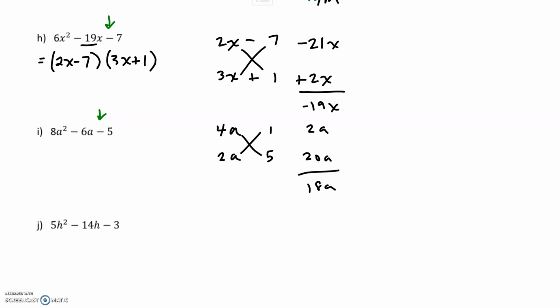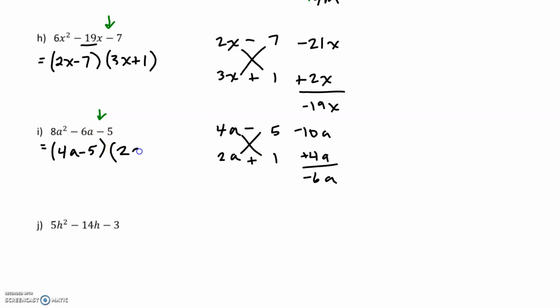Okay, so we've got to try swapping 5 and 1. I'm going to put 5 here and 1 here. So 2 times 5 gives me 10a. 4 times 1 gives me 4a. And the difference is 6a. Perfect, that's what I want. I want 6 to be negative, which means the bigger number is negative, and negative 10 plus a positive 4 gives me negative 6. Transfer the signs in, and then I just have to write down the factors: 4a minus 5 times 2a plus 1.